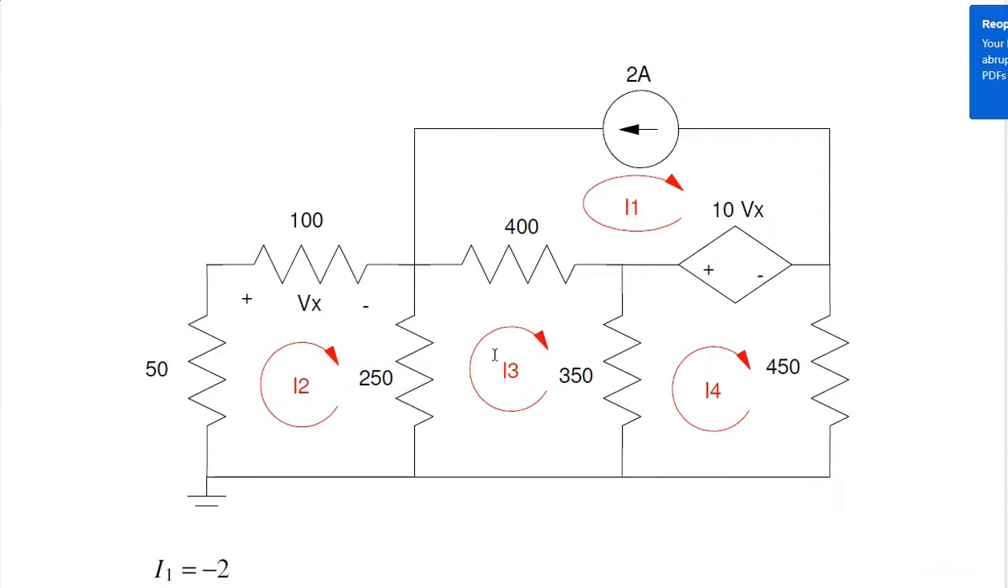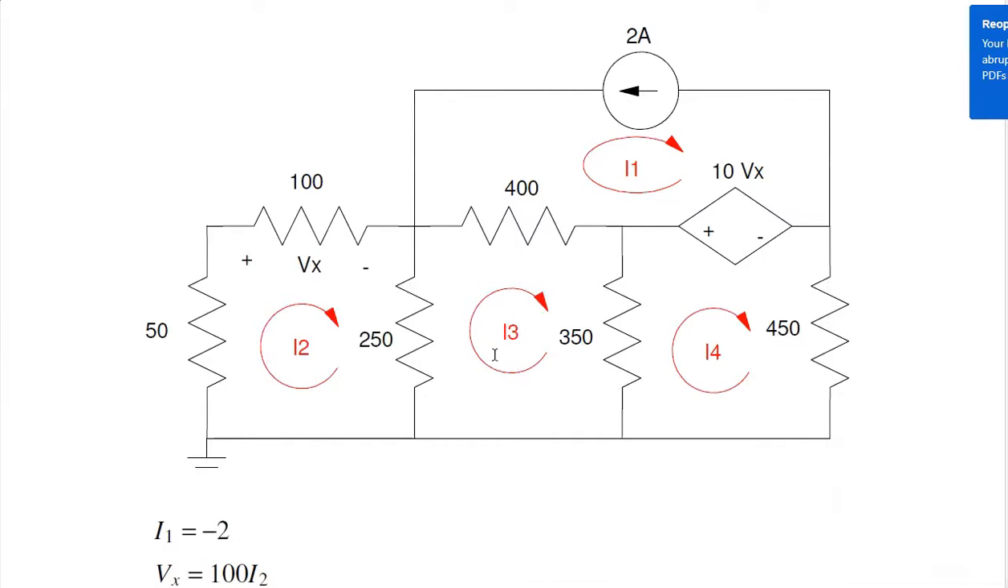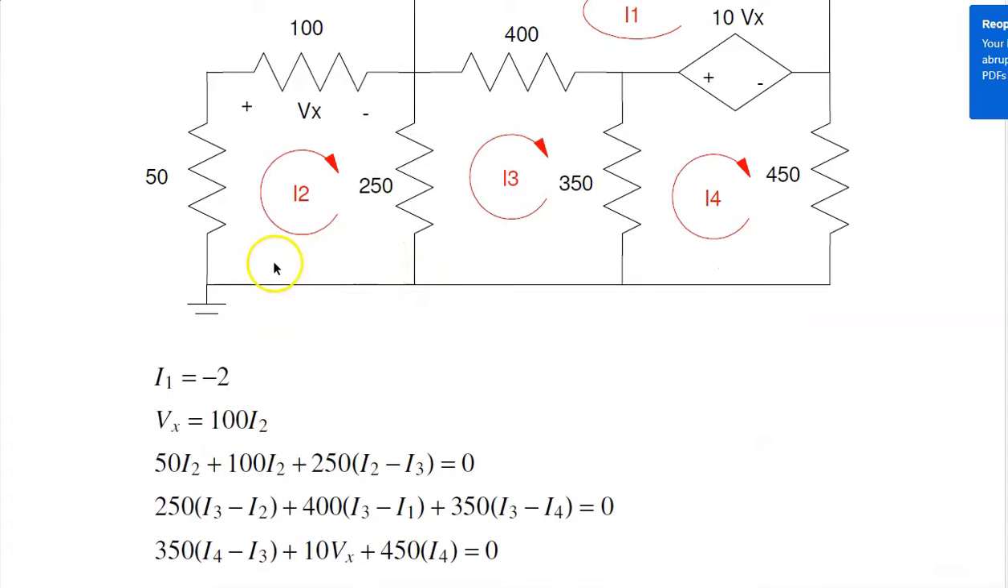The last problem is current loops. I have 4 loops. I need to write 4 equations, 4 unknowns, plus Vx gives you 5 equations, 5 unknowns. Start with the easy ones. I1 is minus 2. Vx is 100 I2. Then for the last 3 equations, I can just sum the voltages around I2, sum the voltages around I3, sum the voltages around I4. All those have to add to 0, gives you 5 equations, 5 unknowns. So that's quiz number 1, version C for EE 206 Circuits 1.